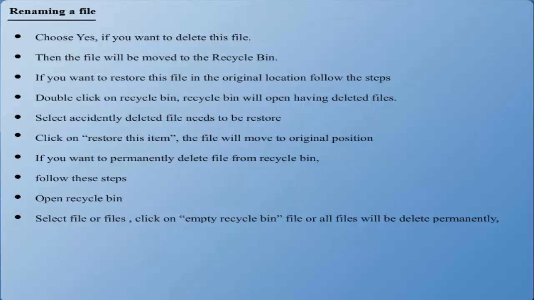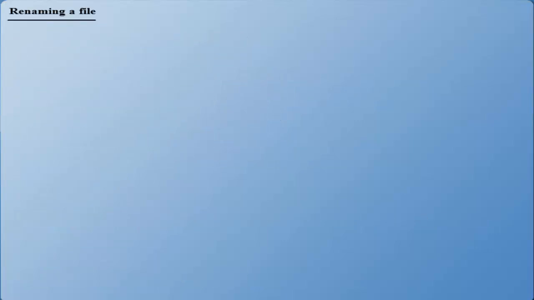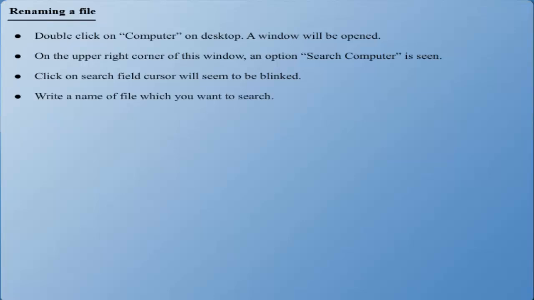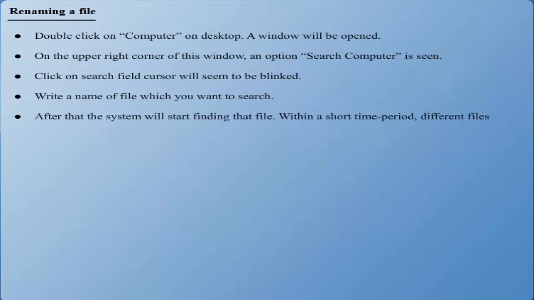Finding a file. In order to find a file in a system, follow these steps. Number 1. Double-click on the Computer icon on the desktop. A window will open. Number 2. On the upper right corner of this window, an option Search Computer is seen. Number 3. Just click on the search. The cursor will blink. Just write the name of the file which you want to search. Number 5. After that, the system will start finding that file. Within a short time, different files related to that name will be shown in this window. Number 6. One can easily find the exact file from there.